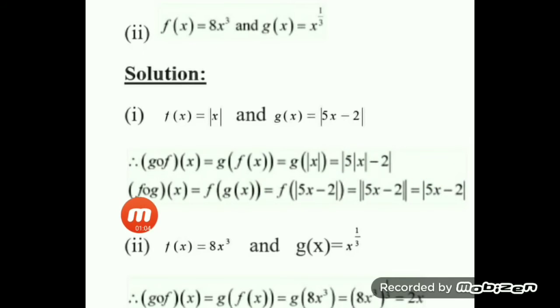The second one, FOG of x. FOG of x means f of g(x). So first you have to use the definition of g(x). What is g(x)? This one. After that, f of this one. Suppose you think of it as y. Then what you have to write down? F of y. F of y means modulus of y. That means inside the modulus you have to write y, and y means modulus of 5x minus 2.